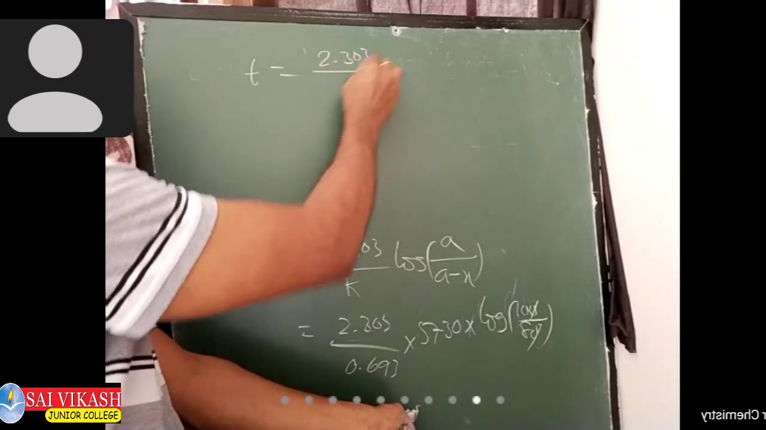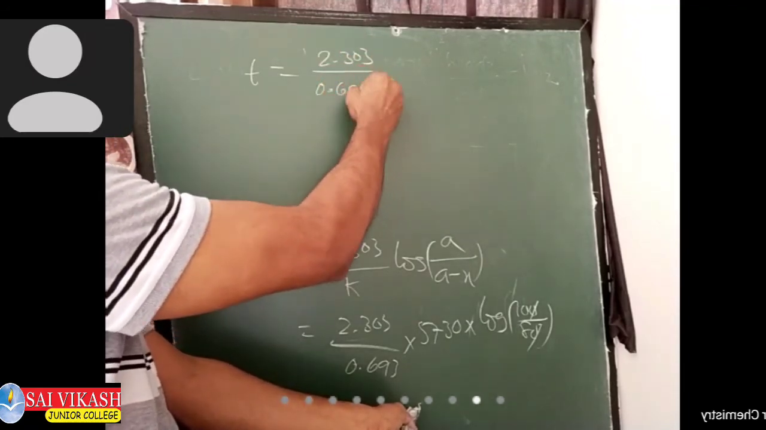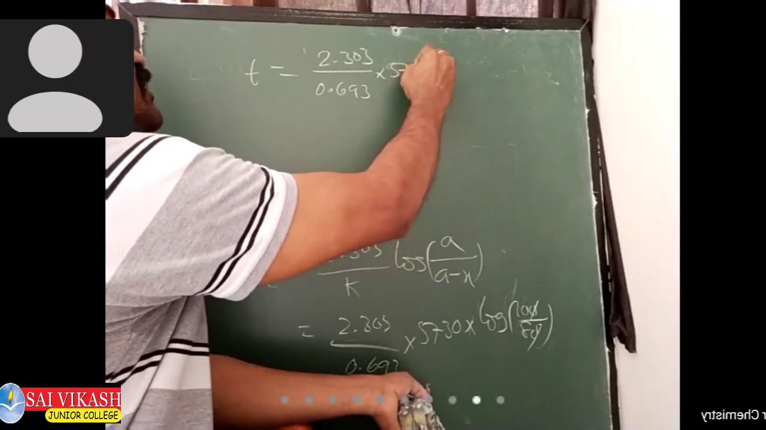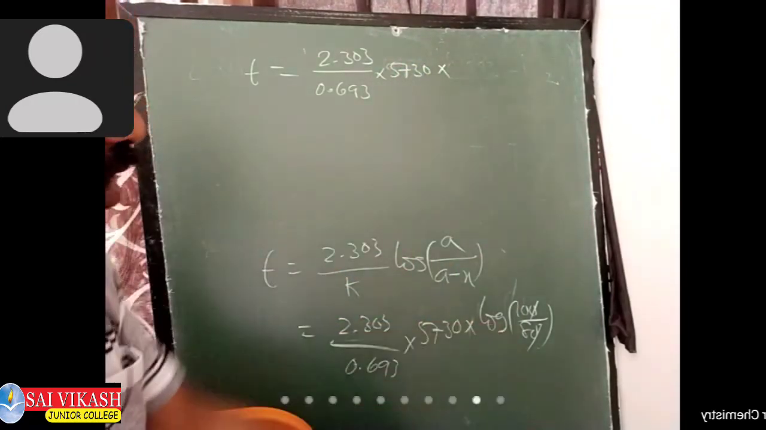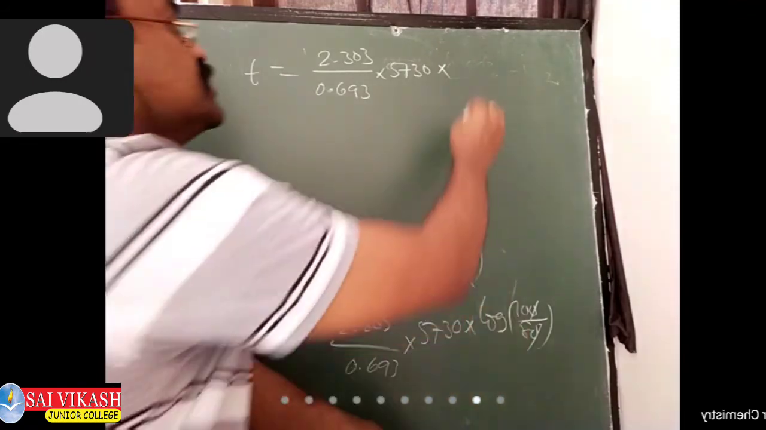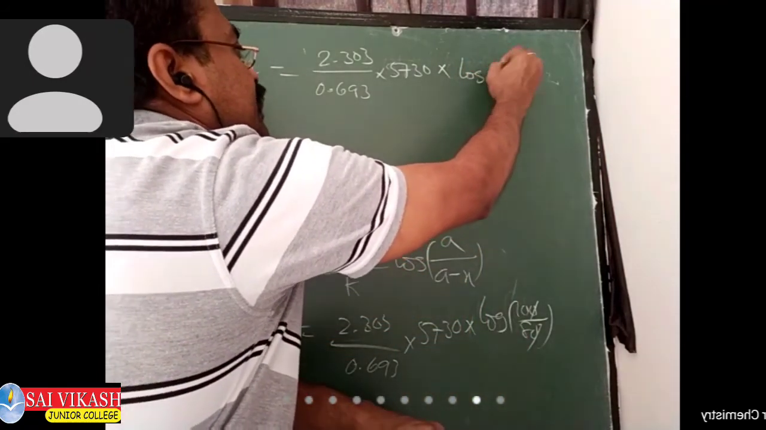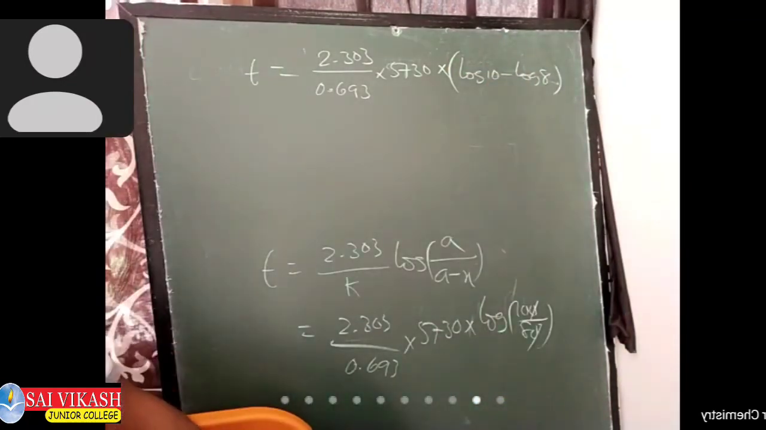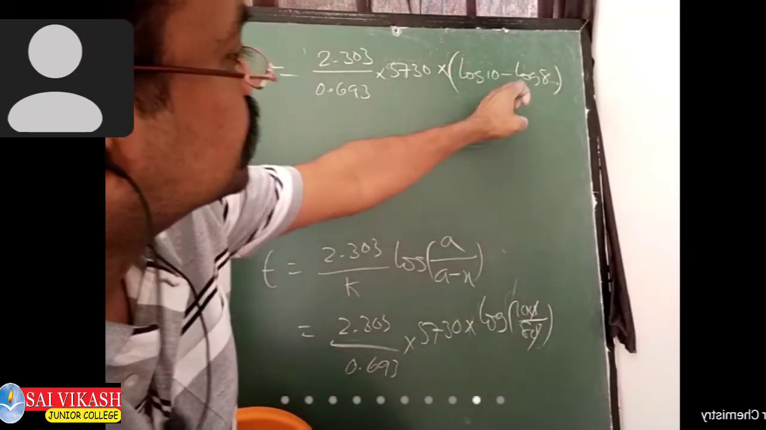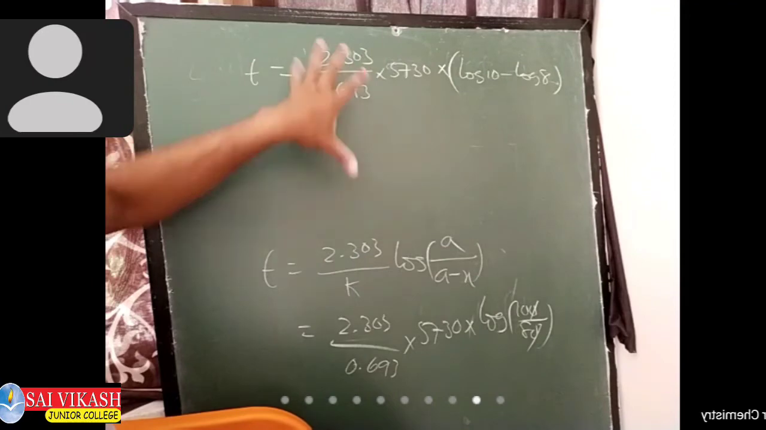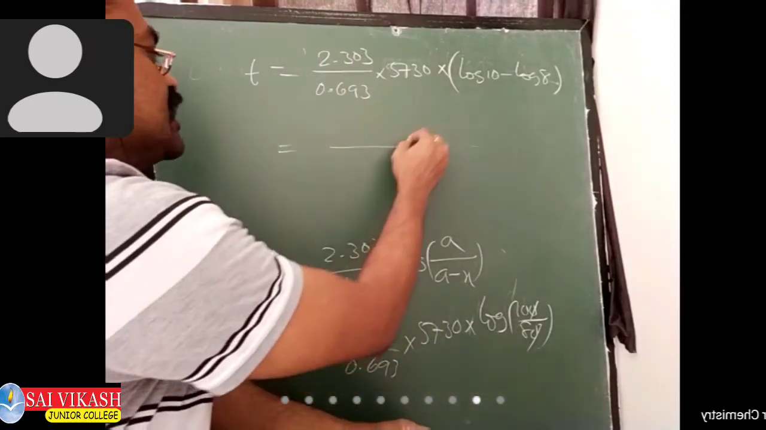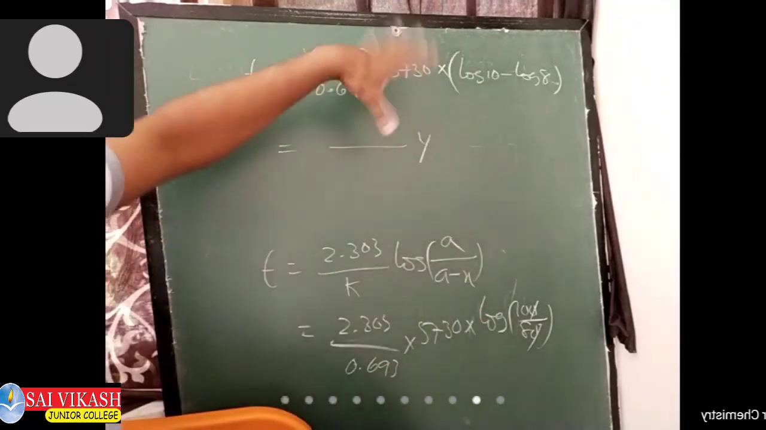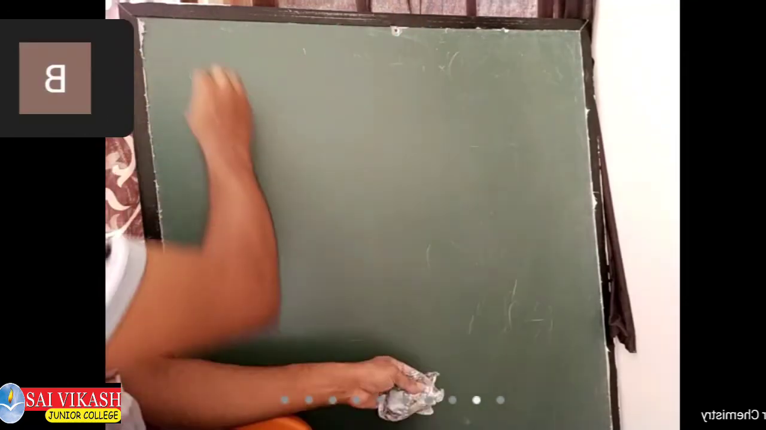2.30 by 0.693 into 5730 into log 10 by 8 means log 10 minus log 8. So these values you have to do. Subtract this, multiply with this. You will get the answer in years. So calculate, you will get the answer.